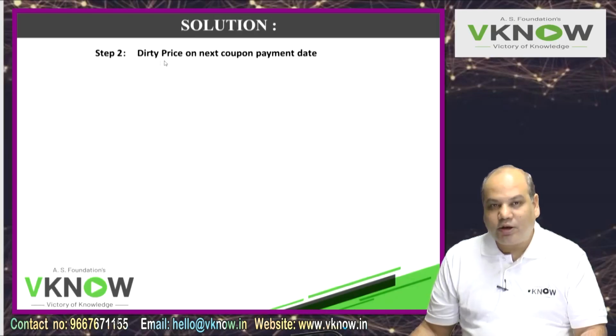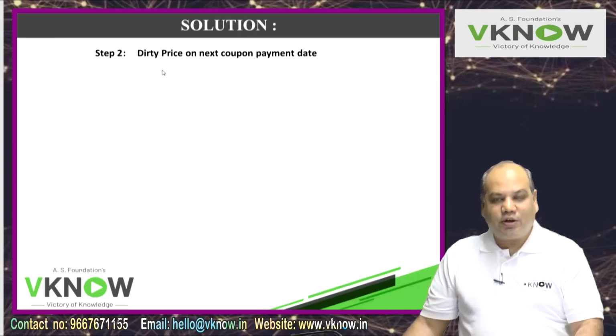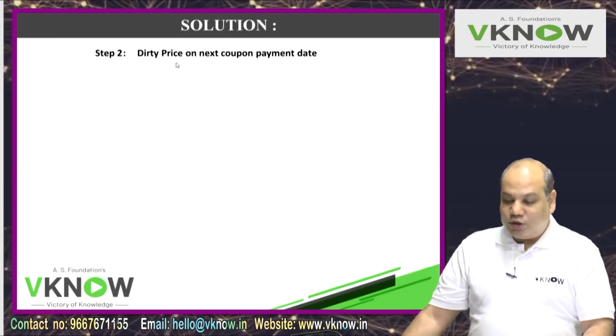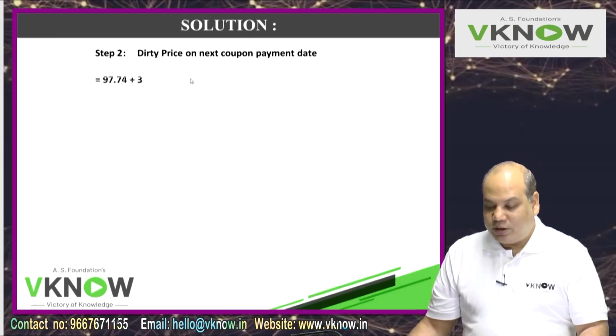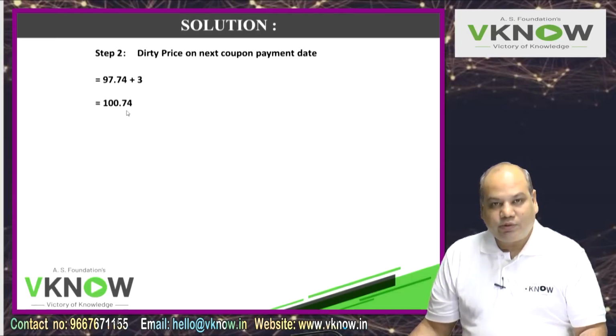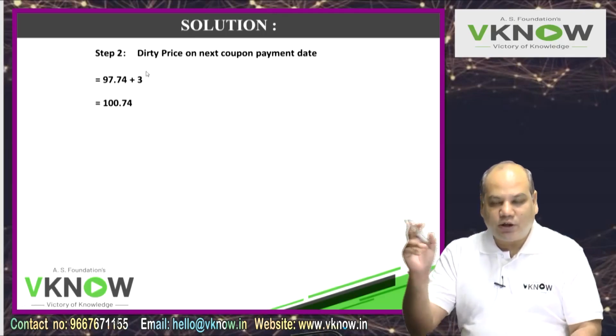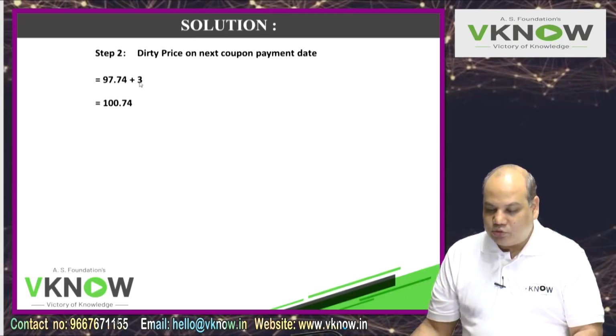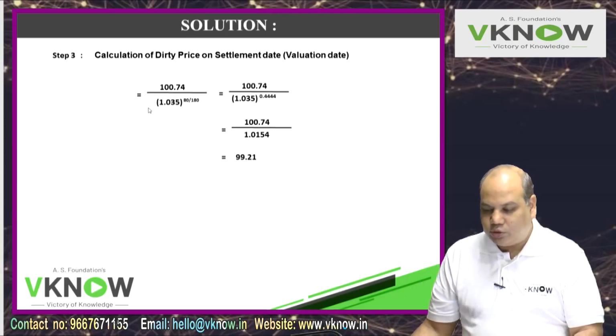You just write down in the notebook neatly. Write dirty price on the next coupon payment date. Handwriting should be clean, not dirty. So dirty price on the next coupon payment date will be 97.74 plus 3. So that is 100.74. So this is the total 6 coupons we have considered. 5 in case of clean price and this one in case of converting into dirty price. Step number 3 is a little tricky.